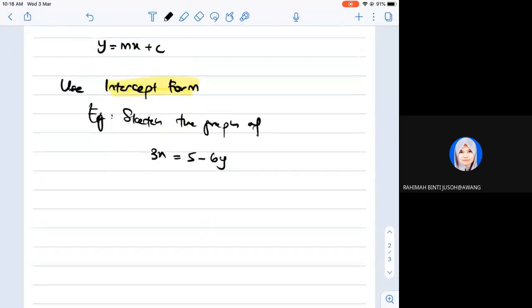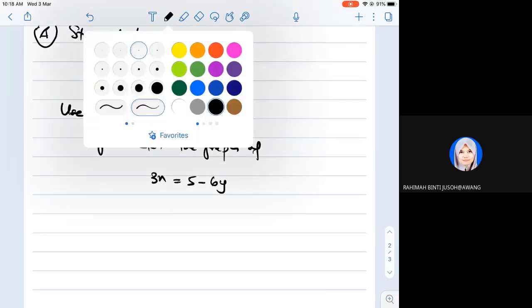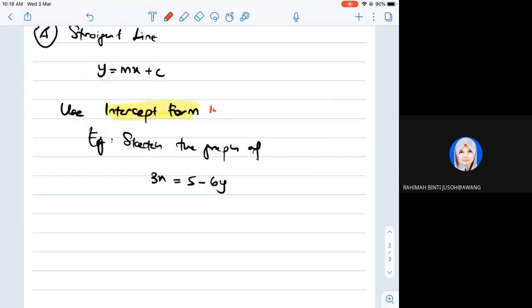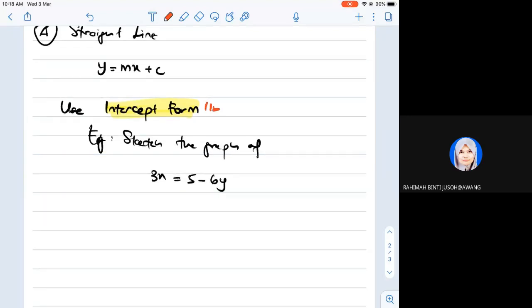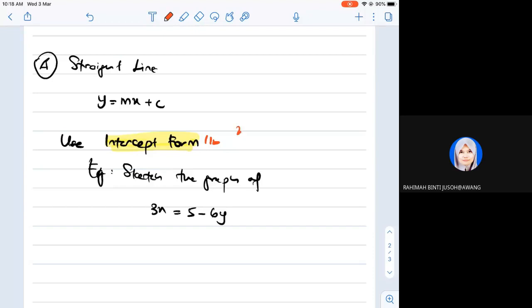Okay, so by using the intercept form, in general, I'm using the red color. The formula of intercept form is x over a plus y over b equals to 1. So if we have a graph, you can sketch your graph like this. This is the x-axis, y-axis, of course. So x equals to a, therefore a here. Y equals to b, so b here. Therefore, we will have this straight line. Just as simple as that. So this is what we call the intercept form.